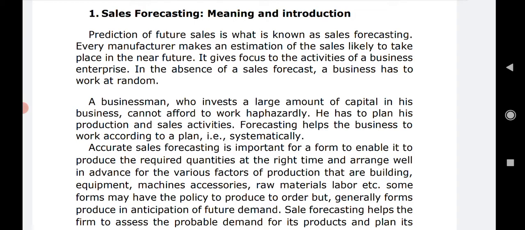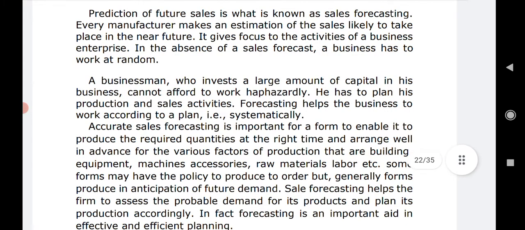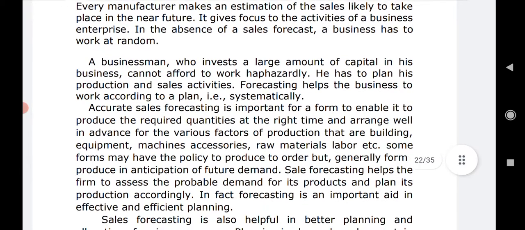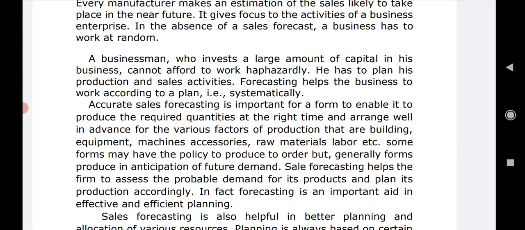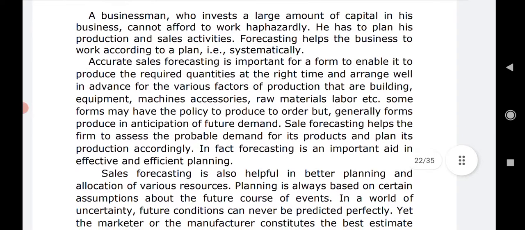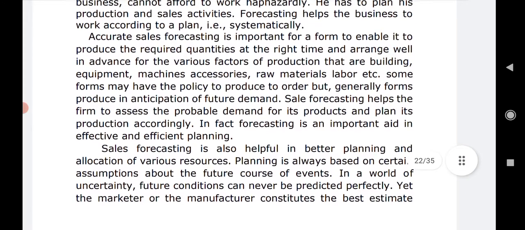So first let us begin with the meaning and introduction of sales forecast. As you can see, the prediction of future sales is what is known as sales forecasting. Every manufacturer makes an estimation about the sales that are likely to happen in the near future. It gives a kind of focus to all the activities of the business enterprise. In the absence of a sales forecast, a business works in a random and haphazard manner. So sales forecasting is a must and a very primary activity for any production unit. A businessman who invests a large amount of capital in his business cannot afford to work on a random or haphazard basis, so he has to plan his production and sales activities accordingly.